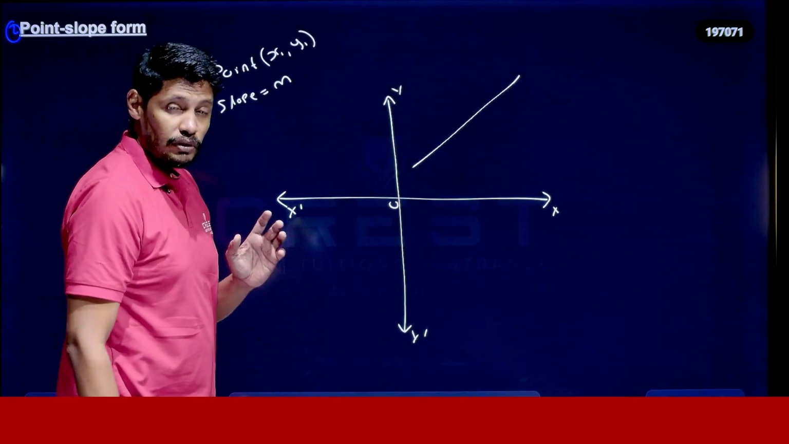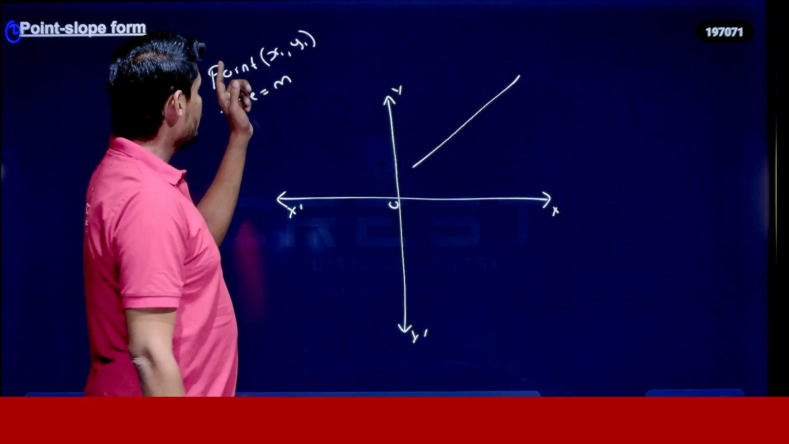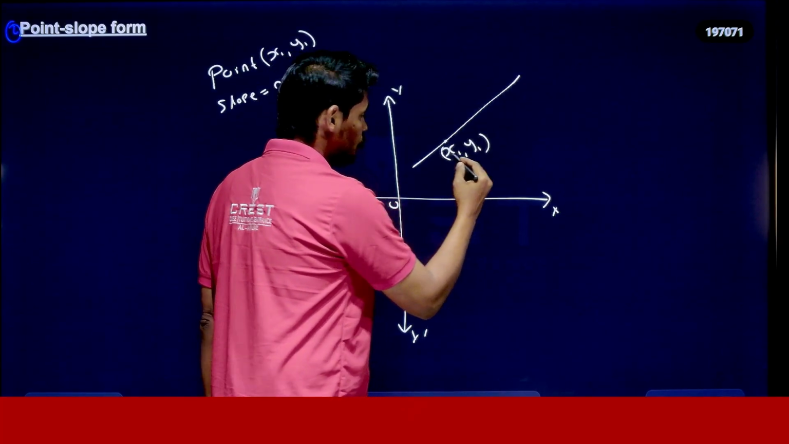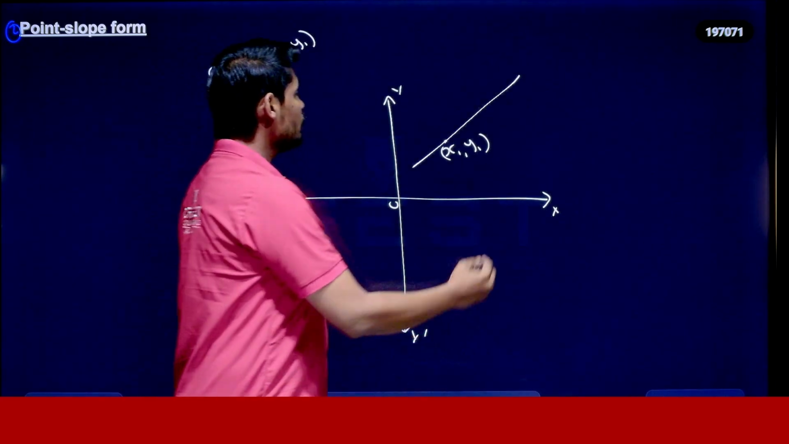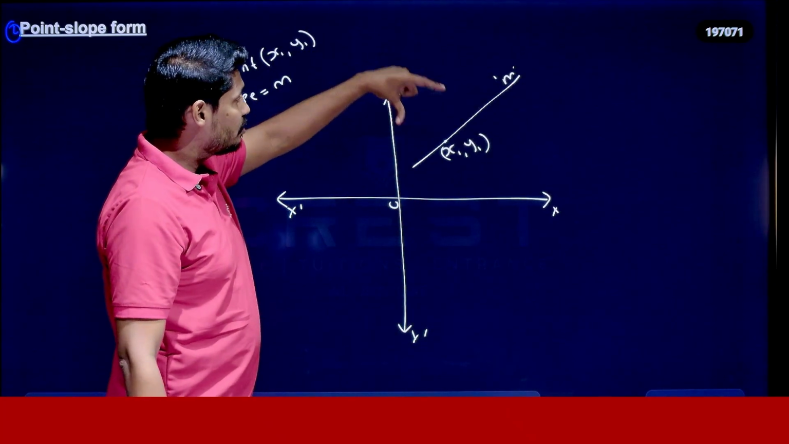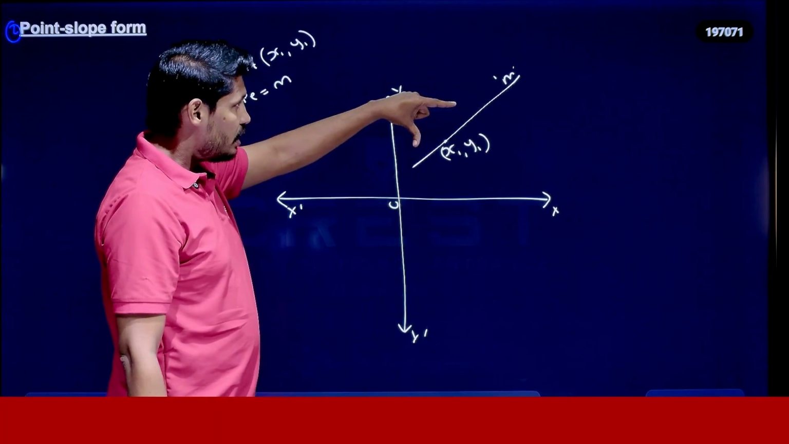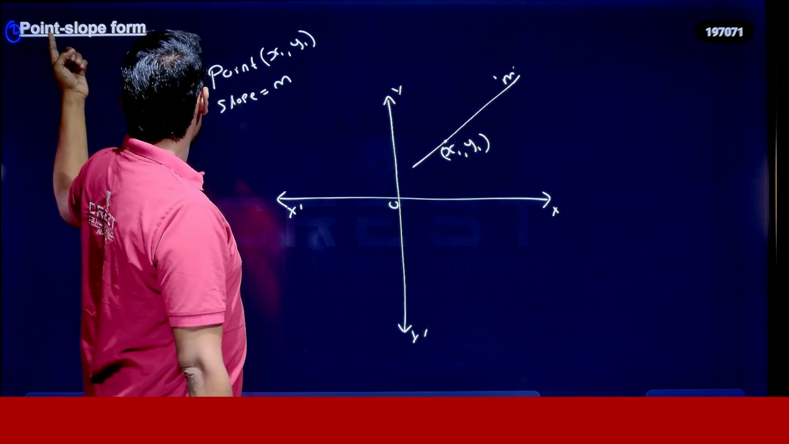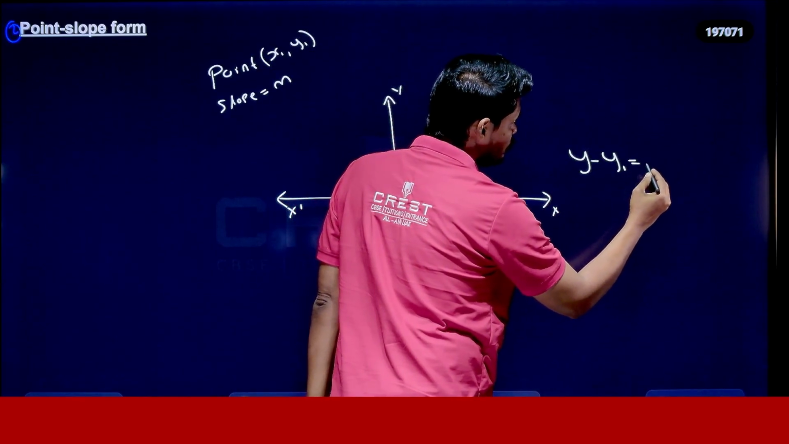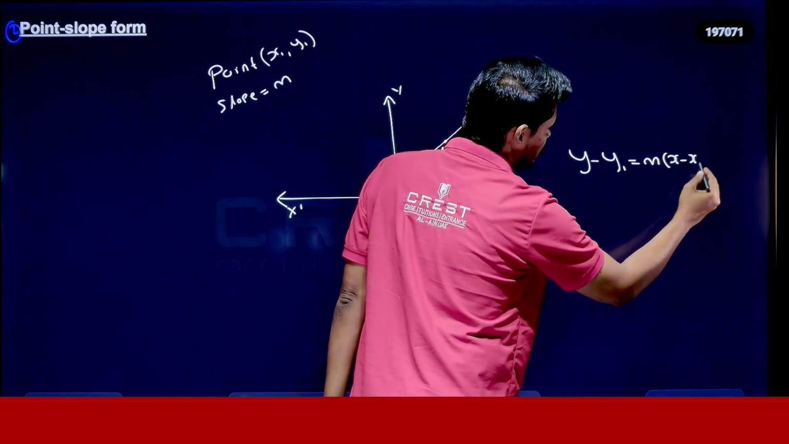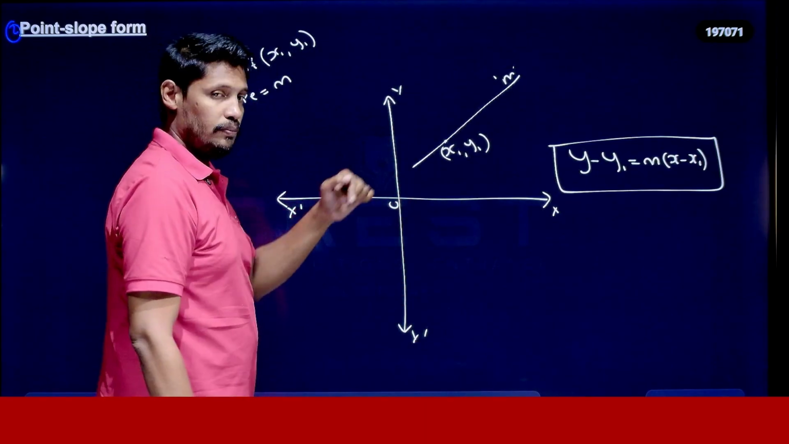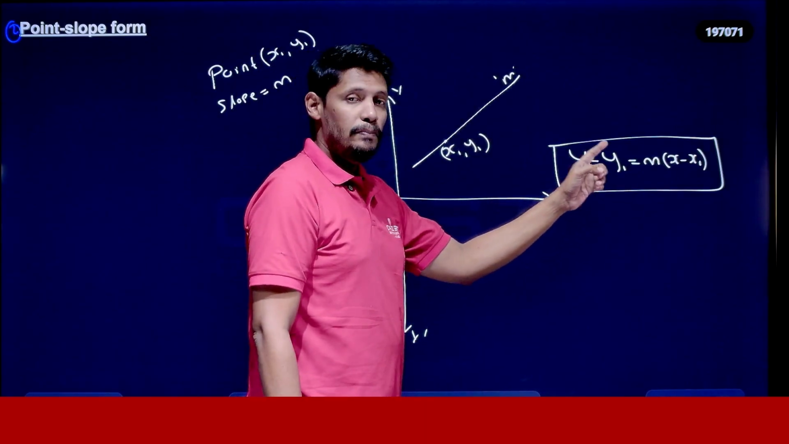So we have given two things. One, we know one point, suppose this point is x1 comma y1, one coordinate is given, and we know the slope is m. Slope is also given. Then what is the equation of this line? The equation of this line is called point slope form, and it is y minus y1 equal to m into x minus x1. This form of line is called point slope form. y minus y1 equal to m into x minus x1.